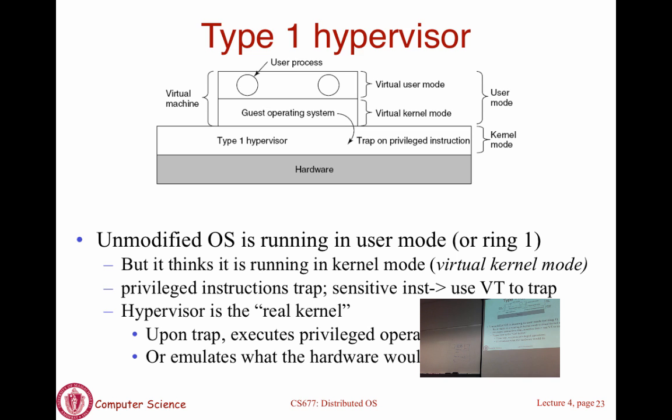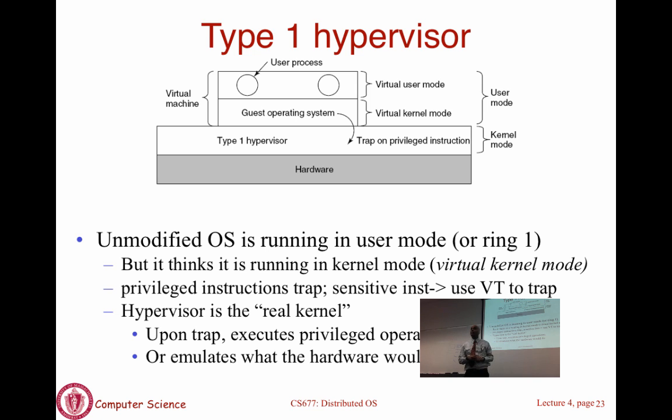The user level process up there, which are circles, will make a system call. The system call will come into the guest. The guest will try to execute some privileged instruction. But you are not running in kernel mode at all. You are actually running in something between a user mode and a kernel mode. You don't have the privilege to actually execute that operation. Only the hypervisor can do it.